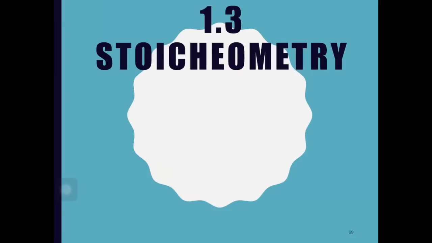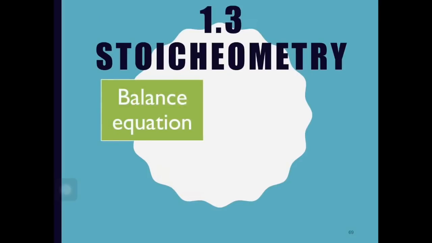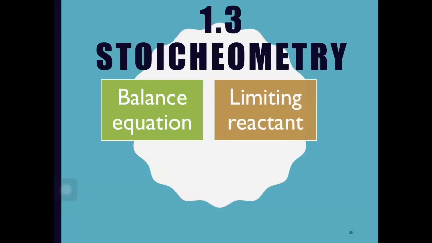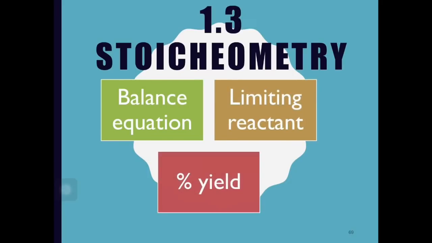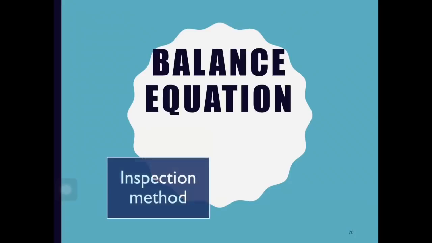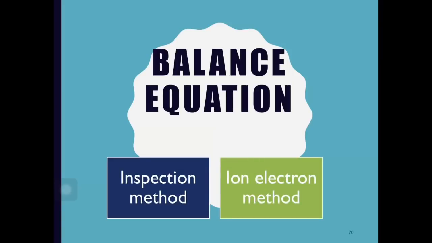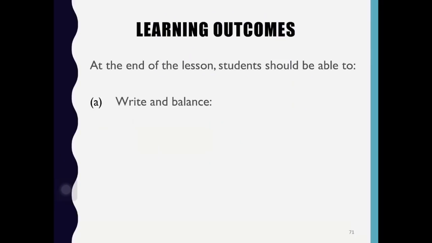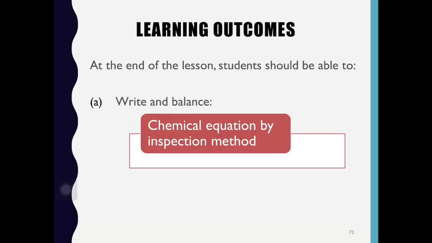There are 3 subtopics in 1.3. They are balance equation, limiting reactant, and percentage yield. Let's look at the first one. There are 2 ways on how to balance a chemical equation. The first one is inspection method, and the second one is ion-electron method. At the end of the lesson, students should be able to write and balance chemical equation by inspection method.